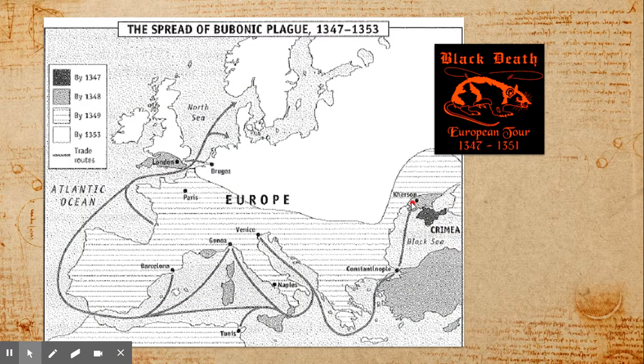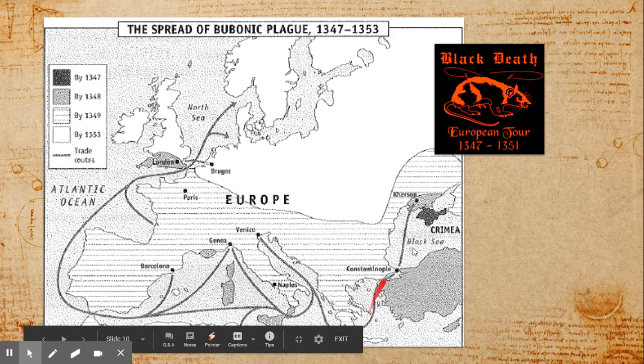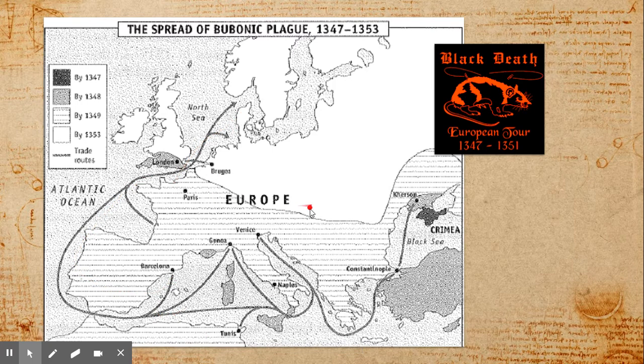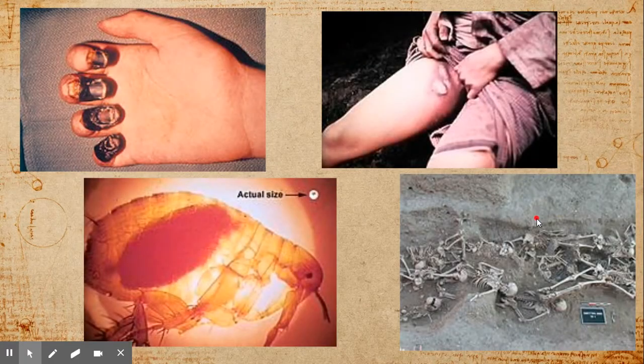And what you have is these ships that were coming out of Asia. Really, they're coming in for trade. They're not doing it on purpose. They would stop in these port towns, and the rats would get off the ship, go into the town, and spread the bubonic plague. So this is why it's called the Black Death. It would turn certain parts of your body black.